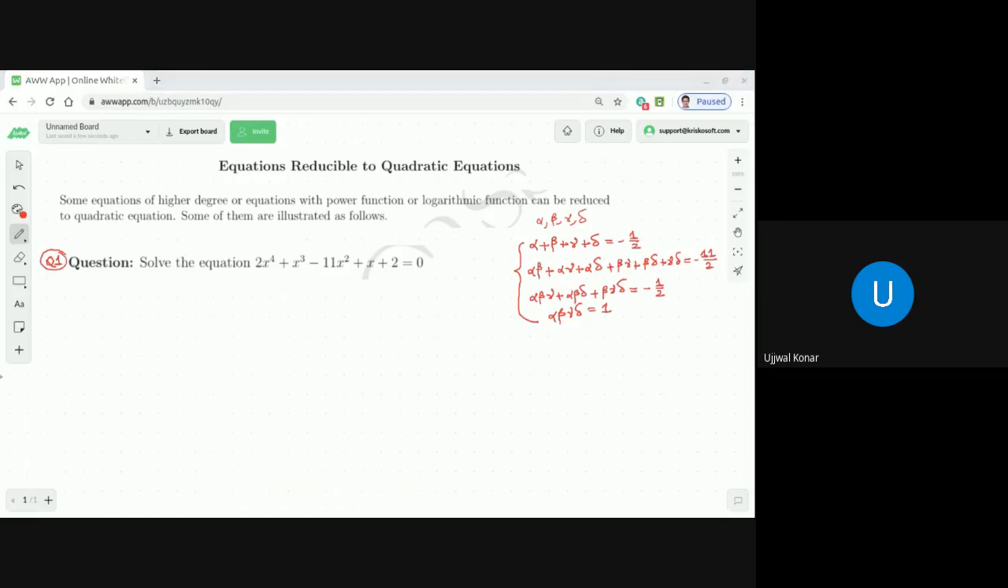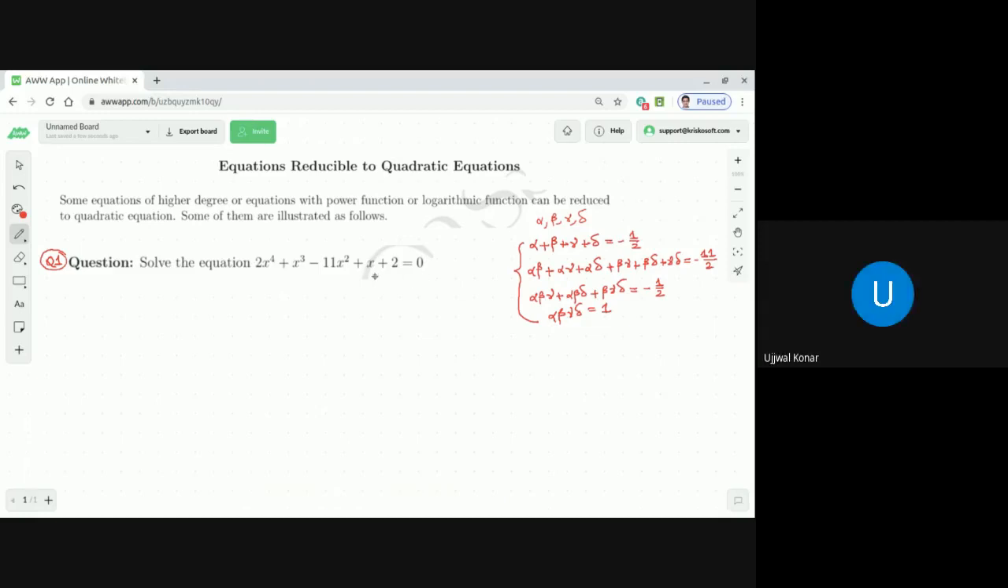Now, what can we do? One thing we can do, dear students, if you look into this equation, is to check whether x equal to 0 is a root of this equation. No. X equal to 0 is not a root of this equation, because if you apply x equal to 0, the left hand side you get 2 and the right hand side is 0.